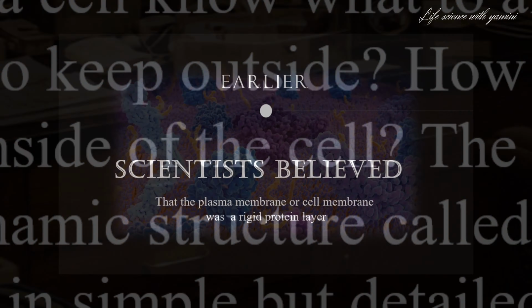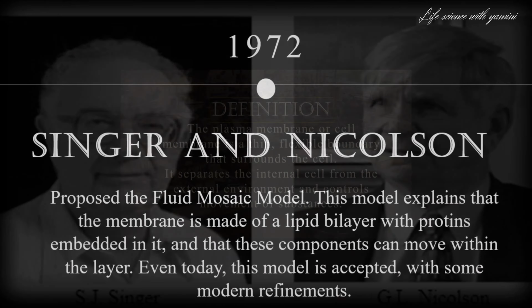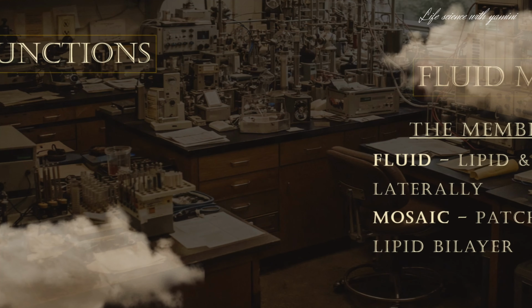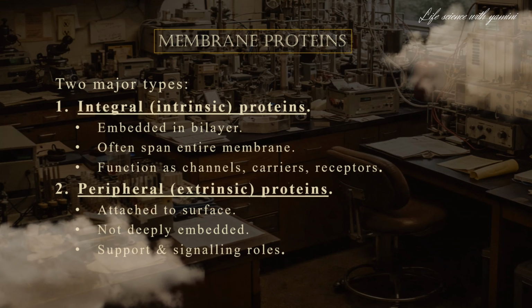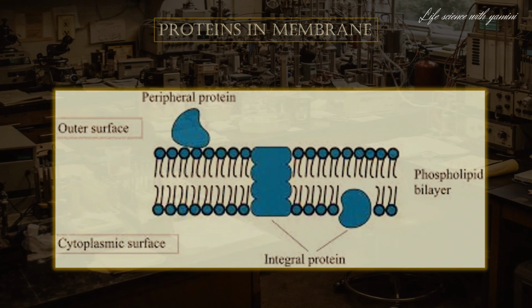The fluid mosaic model describes the plasma membrane as a dynamic phospholipid bilayer with mobile proteins, structural asymmetry, and functional diversity. It is flexible, active, and highly regulated, not just a boundary wall.